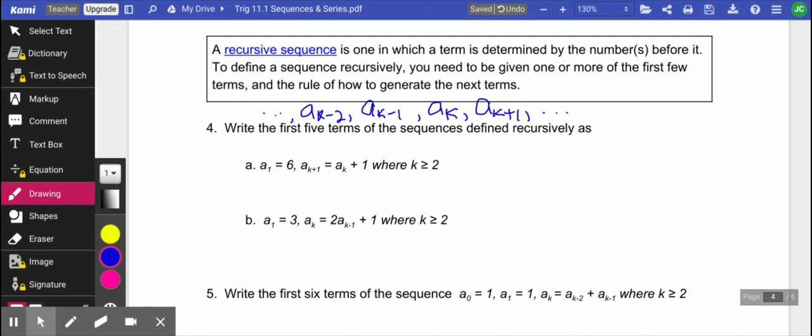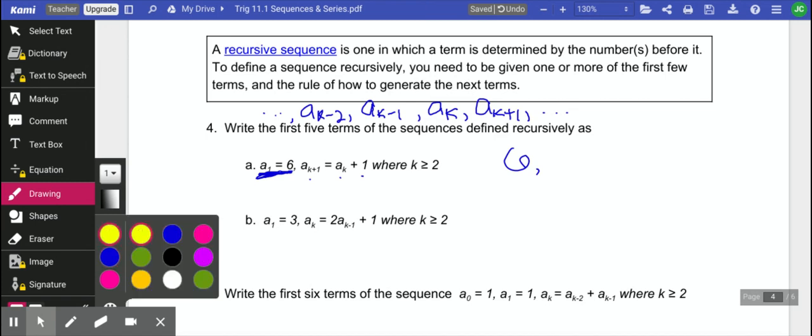So we want to find the first 5 terms of the sequence, and this is the formula that they've given us. They are telling us the first term is 6. Great. We know the first term is 6. And then it's saying to find AK plus 1, you take AK and add 1. So this is saying if you want to find this term, AK plus 1, you have to take AK, which is the term before it.